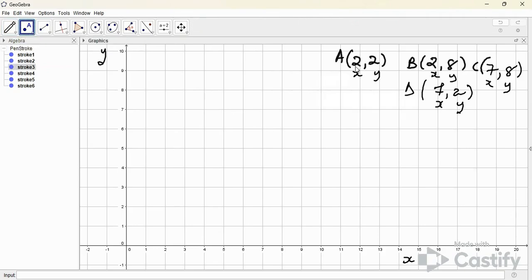So A, 2 places over, 2 places up. Right here. Good, so now we have A. Let's go to B. 2 places over, 8 places up. All right, and then we have C. 7 places over and 8 places up. Good. And the last one, D. 7 places over and 2 places up. Right away, you should be able to recognize that we have a rectangle being formed.